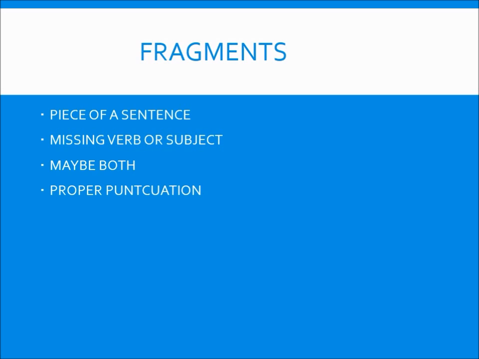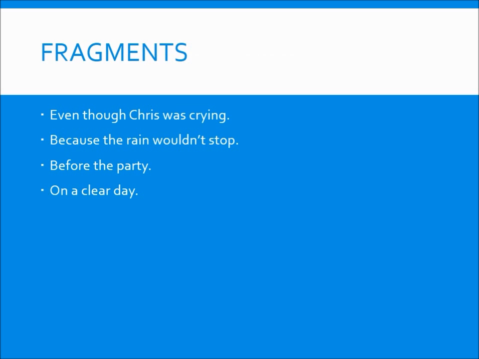And what is a sentence fragment? Well, a fragment is always just a piece of something. So instead of having a complete sentence, you have a piece of a sentence. You could be missing the verb or subject, or maybe even both, and proper punctuation. Look at these examples. Even though Chris was crying, period. Because the rain wouldn't stop, period. Before the party, period. On a clear day, period.